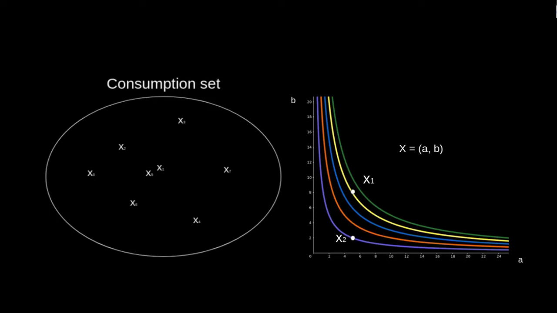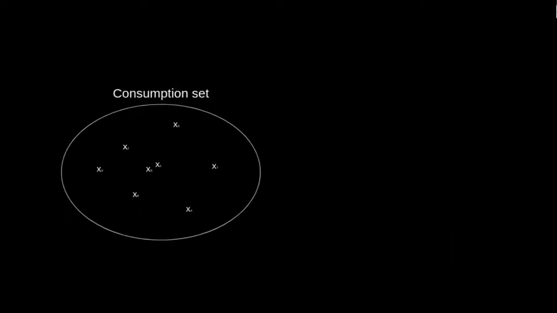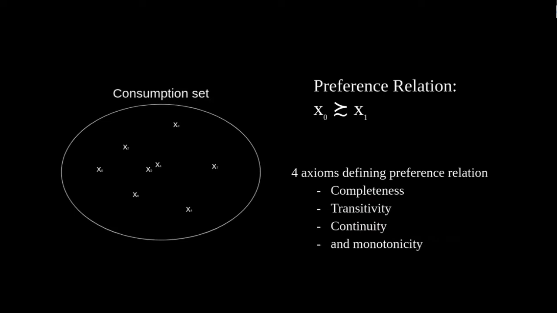All of the consumption bundles on the yellow curve have the same utility. Consumers compare these consumption bundles and make a choice based on their preference relation. Preference relation gives structure to the consumption set. We'll look into 4 axioms building up the preference relation and how it gives structure to the consumption set X.